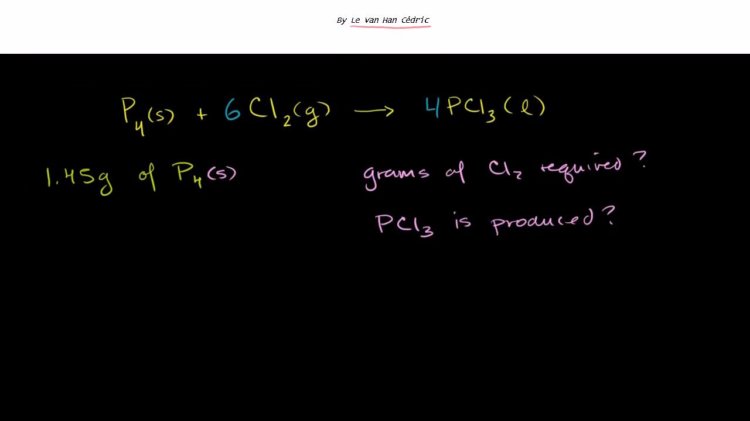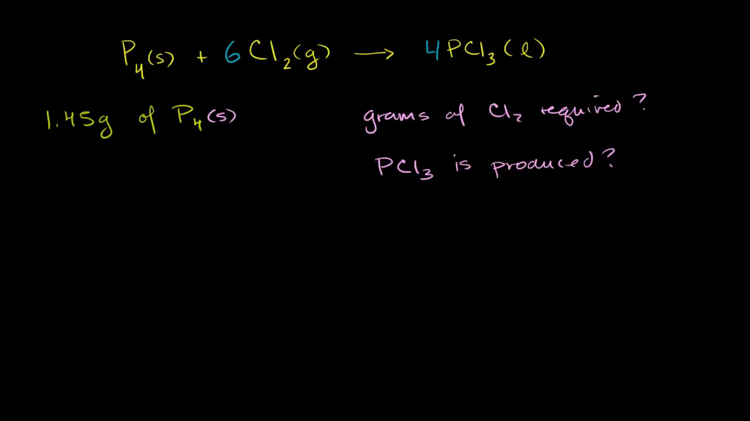Let me write it down right here. So phosphorus has atomic weight of 31, which tells us that a mole of phosphorus will weigh 31 grams. Remember, a mole is this, 6.02 times 10 to the 23. It's this huge number of atoms. If you have that many atoms of atomic phosphorus, it's going to weigh 31 grams.